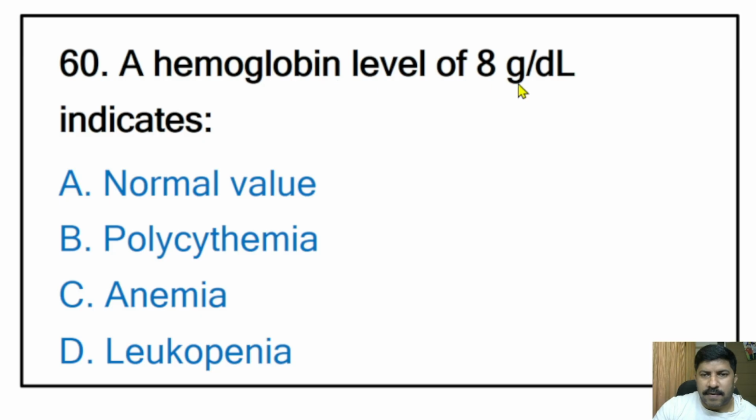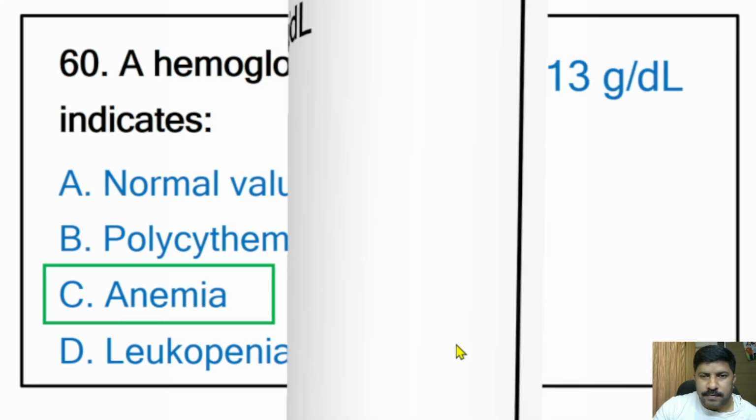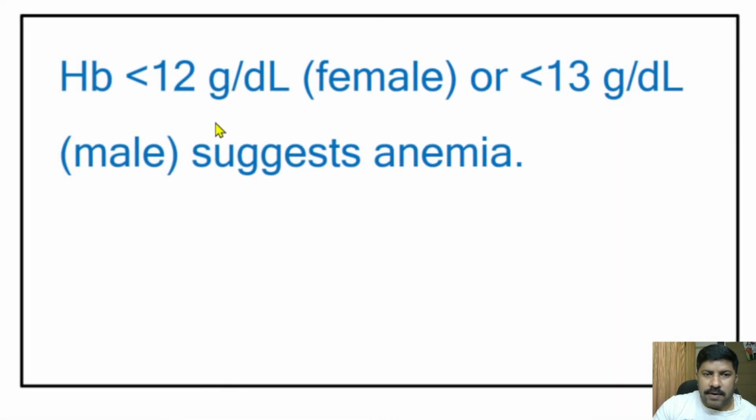A hemoglobin level of 8 grams per deciliter indicates normal value, polycythemia, anemia, or leukopenia? The correct answer is anemia. Hemoglobin less than 12 grams per deciliter in females or less than 13 grams per deciliter in males suggests anemia.